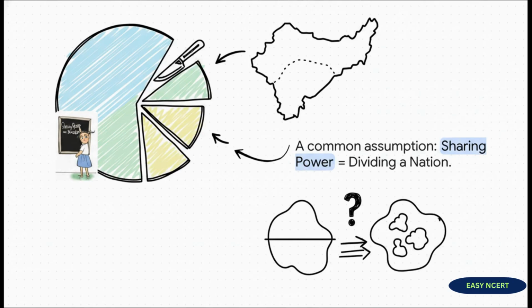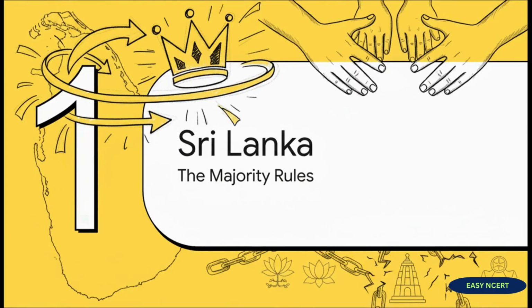We're going to put that idea to the test by looking at two real-world democracies that faced this exact problem and made completely different choices. All right, first up, let's head over to Sri Lanka. This is a country that decided to go down a path where the majority community would hold all the power. Let's see how that worked out for them.